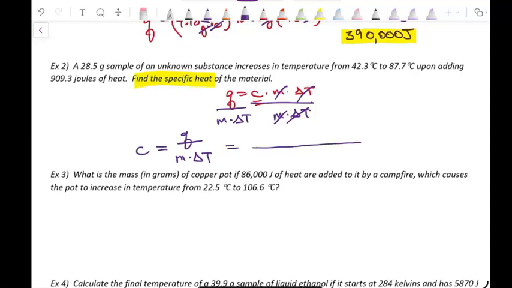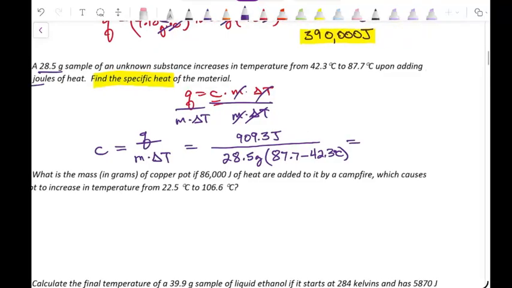And now it's just a matter of recognizing what everything is. Q, remember, is heat measured in joules. So that's going to be 909.3. Mass is 28.5 grams. And then our change in temperature is 87.7 minus 42.3 degrees Celsius. So go ahead and do that calculation and see what you come up with.